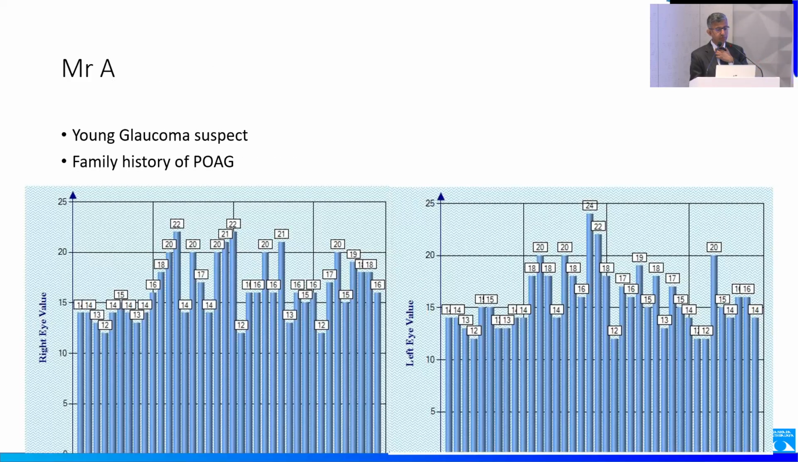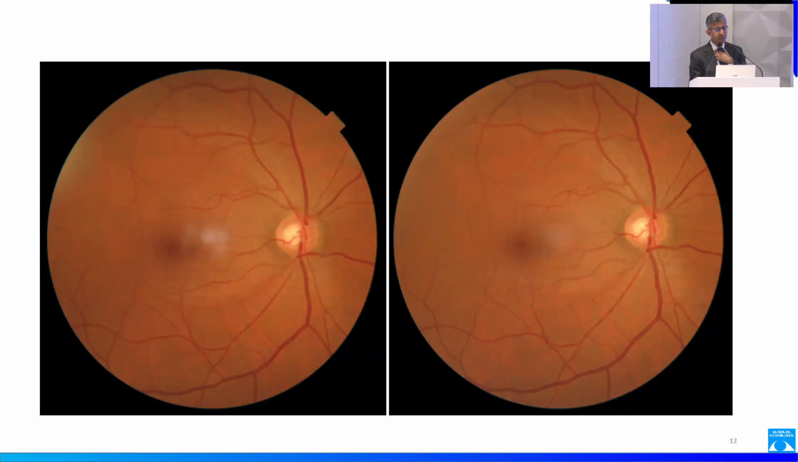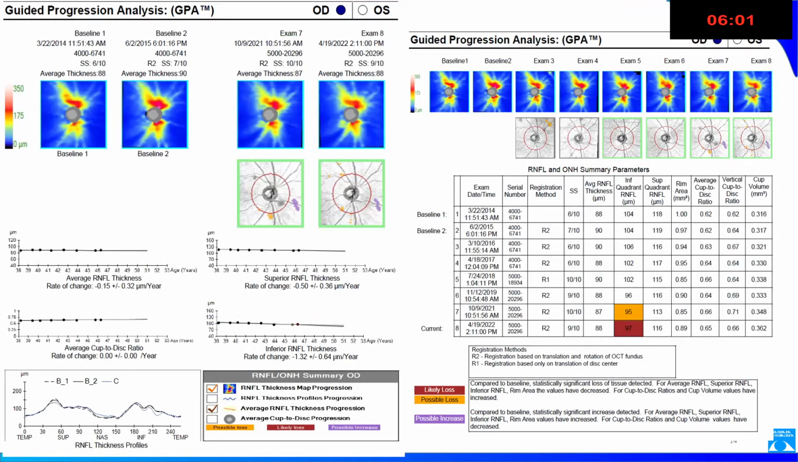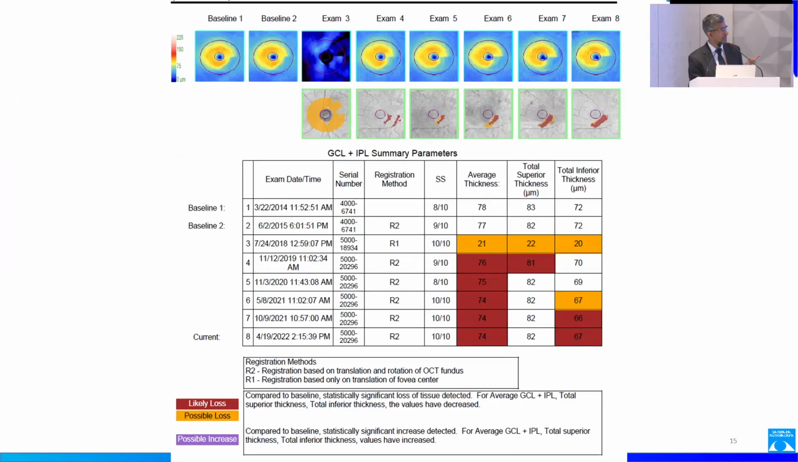This is another young glaucoma suspect with a family history of POAG. If you look at his discs, you can actually see that there is some amount of change. There's also RNFL loss in both eyes. Look at his visual fields, absolutely stable over almost 10 years. Look at his OCTs, started off as normal on RNFL, but further down the line, you can see a small change. The GCC, on the other hand, started showing change from the third or the fourth visit itself.